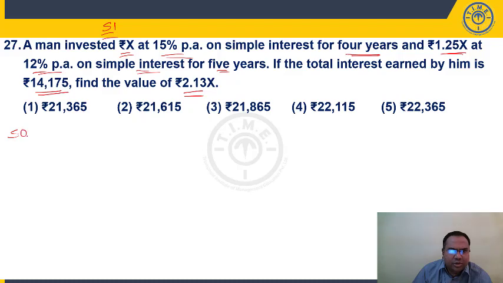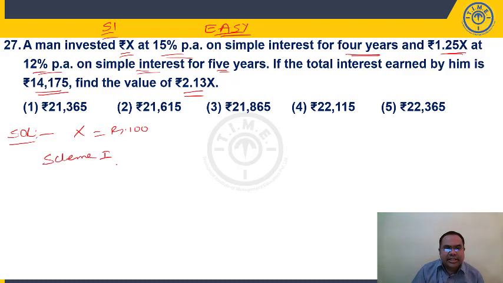I'll tell you a simple solution to solve this. Again, if you know this, you can say this question is easy. Otherwise, if you take x and solve, it will be time consuming. Let us take x is equal to 100 rupees. In scheme 1, he is investing for how many years? 4 years at 15%. 15% for 1 year means 4 years, 60%. So principal 100 rupees, rate of interest for 4 years 60%. So what is my interest here? 60.